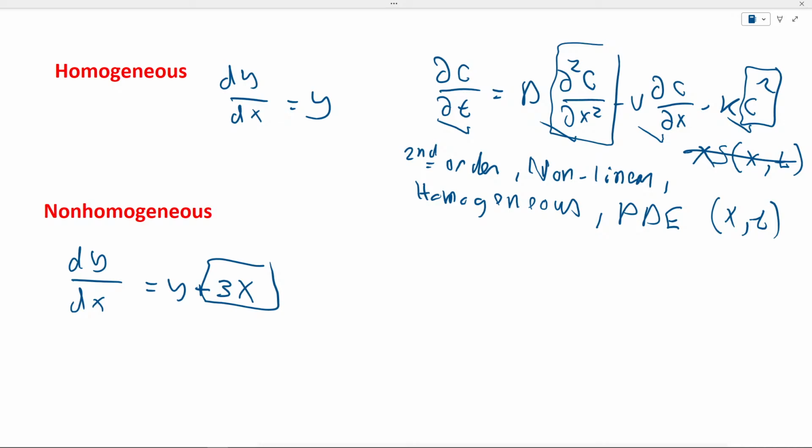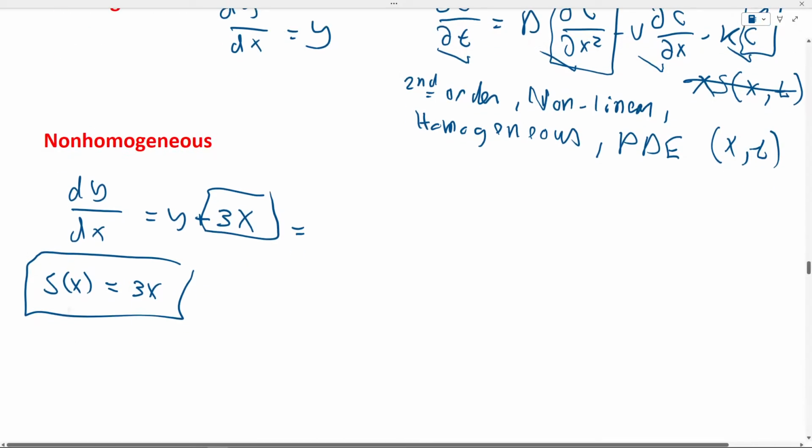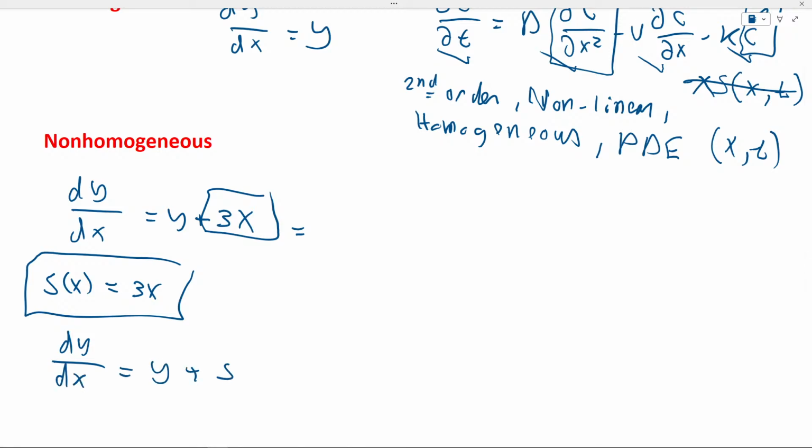I have a function here, s, which is a function of x. So I have s of x is equal to 3x. I can write this equation as dy over dx is equal to y plus a source term. I have a source term here.